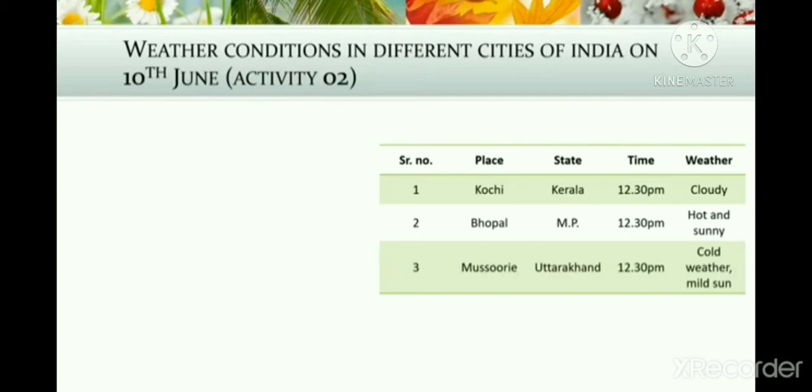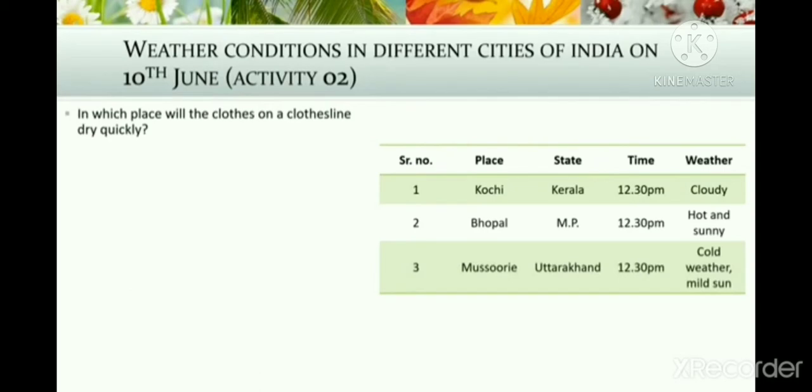Kochi is located in the state of Kerala. Bhopal is located in the state of Madhya Pradesh. Mussoorie is located in the state of Uttarakhand. As drawn in the activity, at that particular time, we have different weather at each place. In Kochi, it is cloudy. In Bhopal, it is hot and sunny. In Mussoorie, it is cold weather with mild sun. Mild sun means some amount of heat.